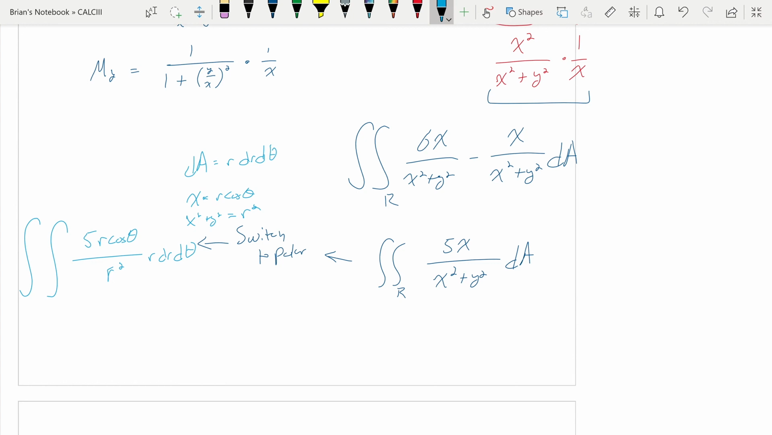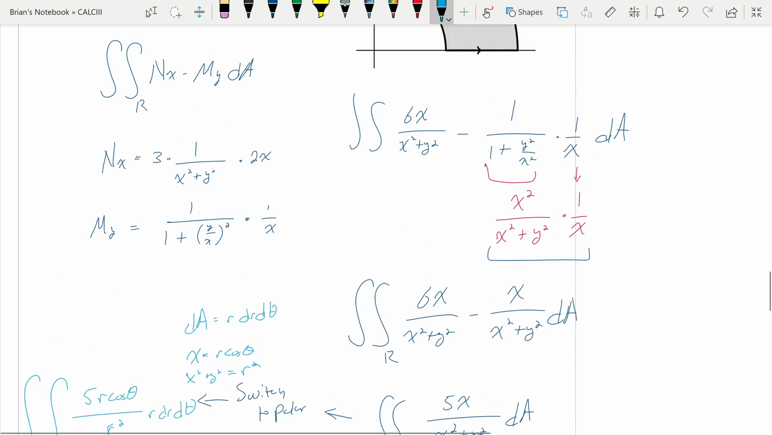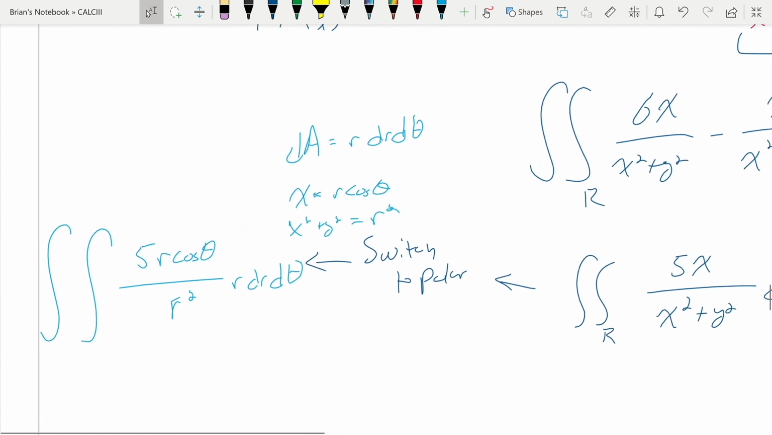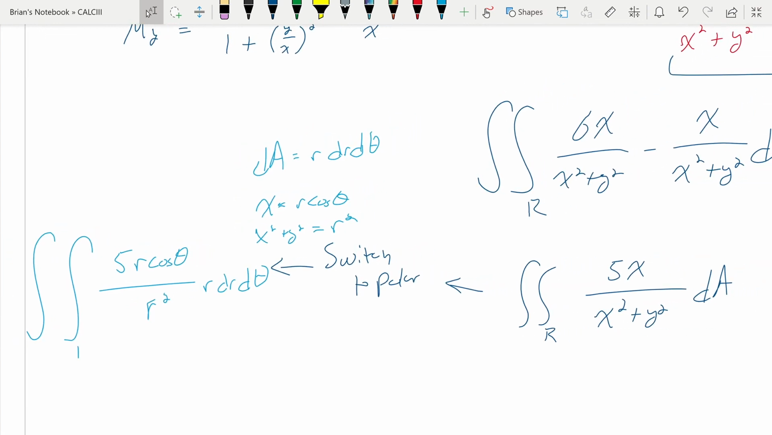Okay. And now for writing our bounds, they make that pretty easy for us. They just give us it. R is from 1 to 2, and theta is from 0 to pi over 4. So we can just write that. R is from 1 to 2, and from 0 to pi over 4. I think I copied that correctly. Yeah. Awesome. All right, cool.